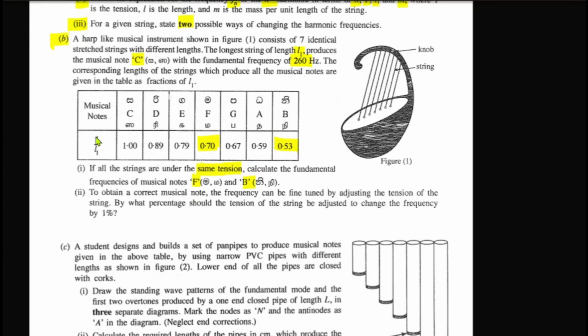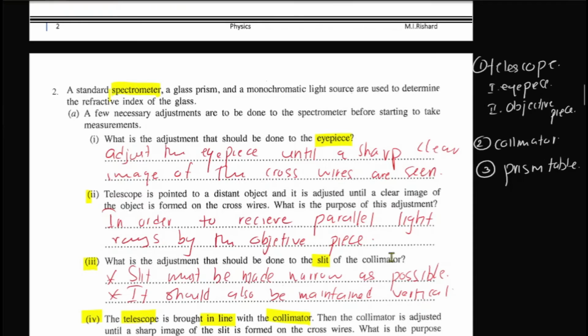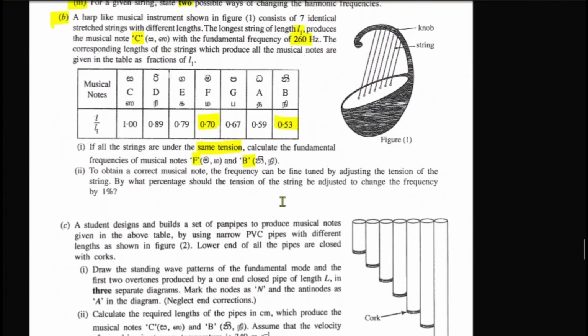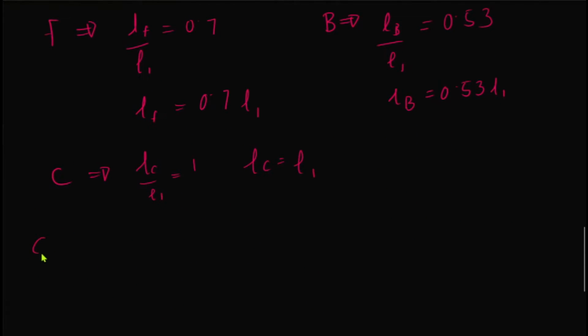They have given LF over L1 as 0.7, which means LF is 0.7 L1. LB over L1 they have given as exactly 0.53, so LB is 0.53 times L1. For C, LC over L1 is 1, which means LC is equal to L1. Also they have given the frequency of the note C, that is 260 Hertz, inversely proportional to LC.